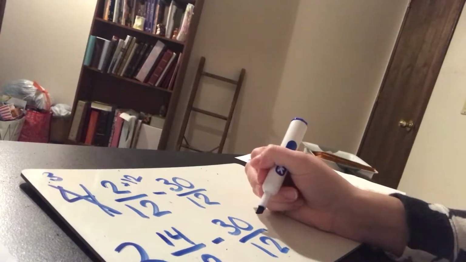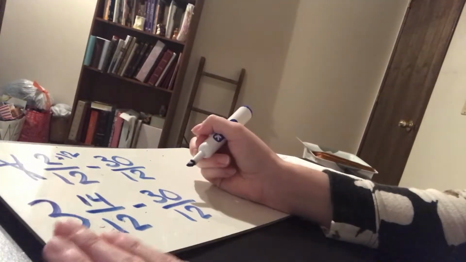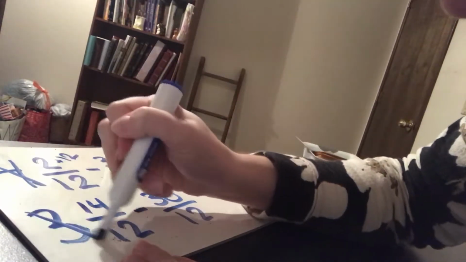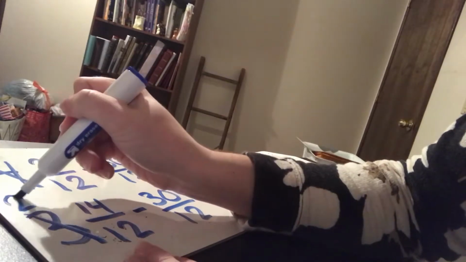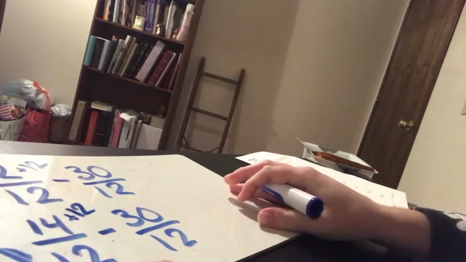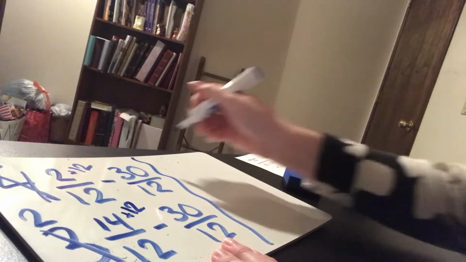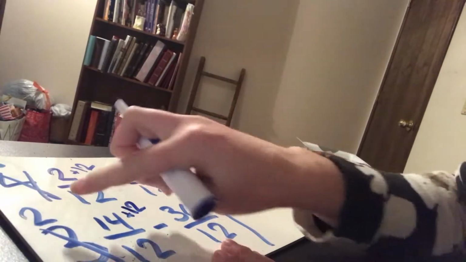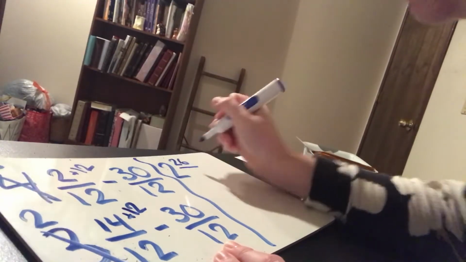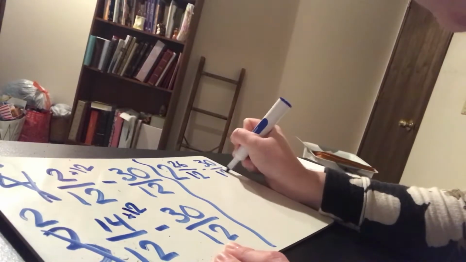That's still not enough to make the subtraction happen. So it's still not enough to make the fractions happy. So I'm going to borrow again. I'm going to go ahead and add 12. I'm going to write my new fraction over here. So 14 plus 12, bringing that 2 over, is 26/12 minus 30/12. Still not enough.